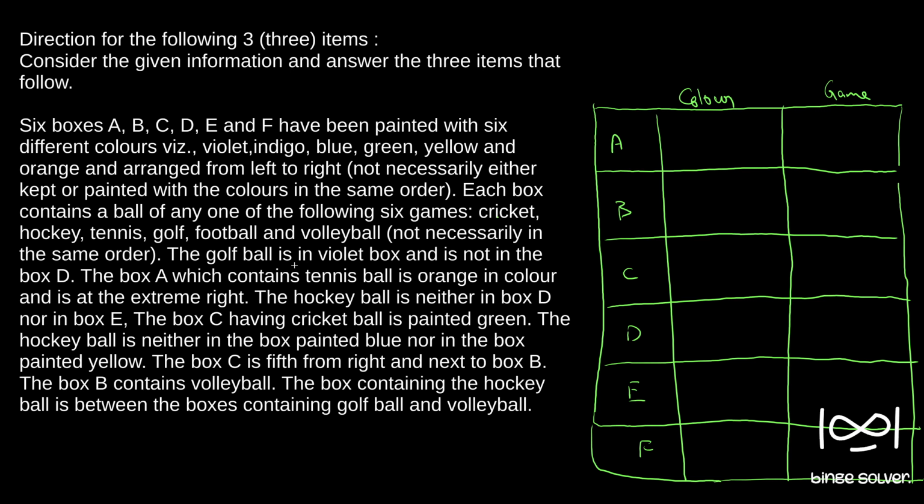The golf ball is in the violet box. So we'll just note down that information. The golf ball is in the violet box and is not in the box D. That is given. So for D, we know there's no golf. Okay. And then the box A, which contains tennis balls, is orange in color. The game is tennis here and orange in color.